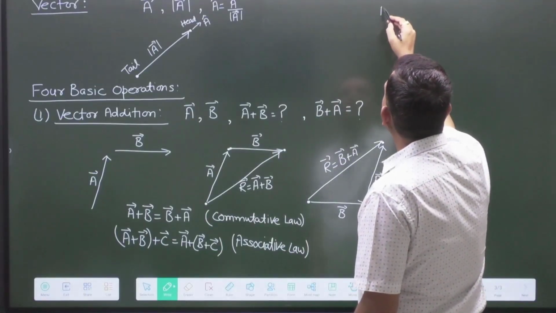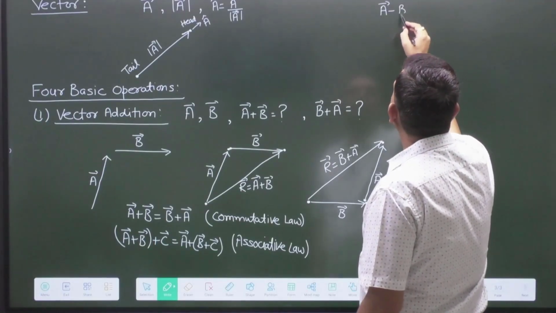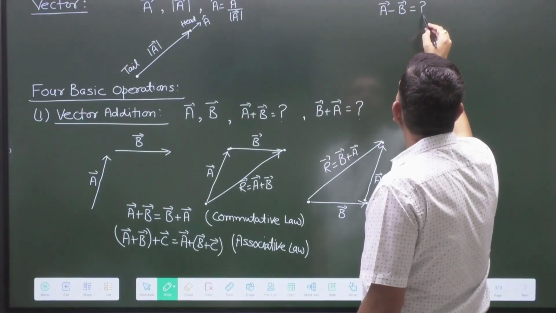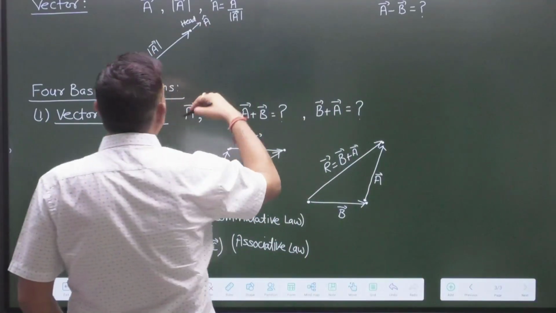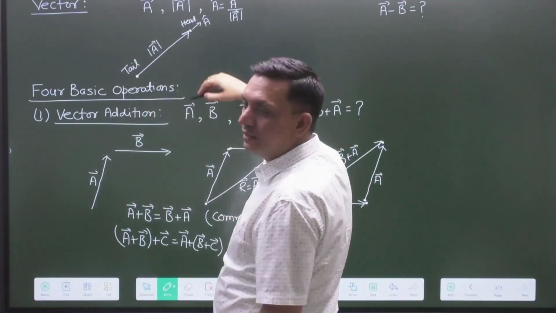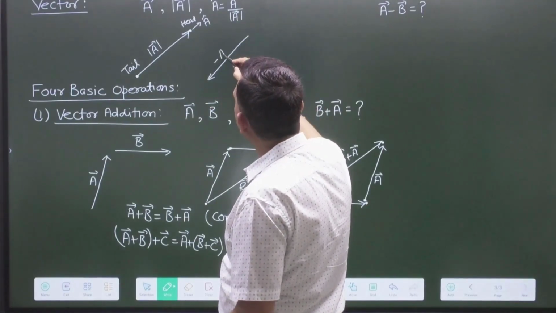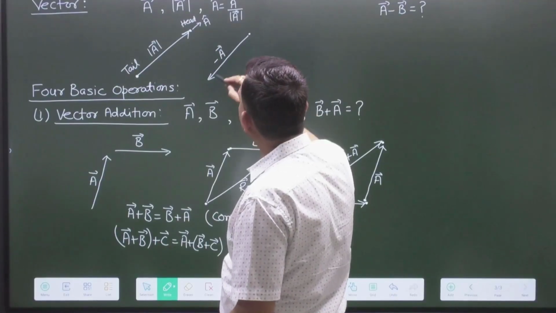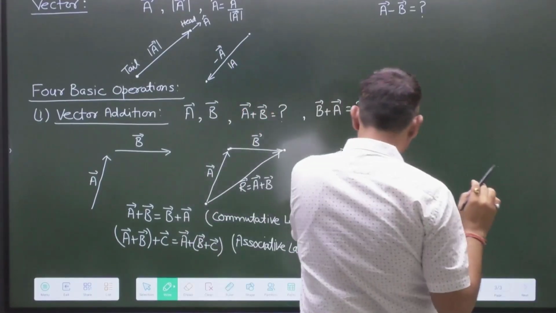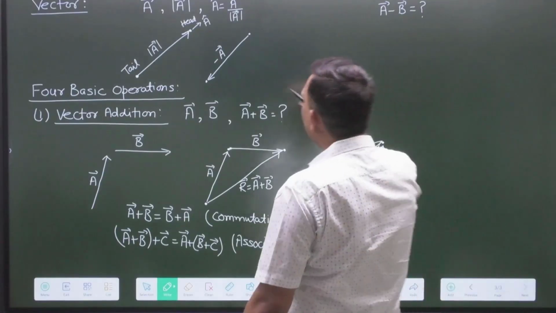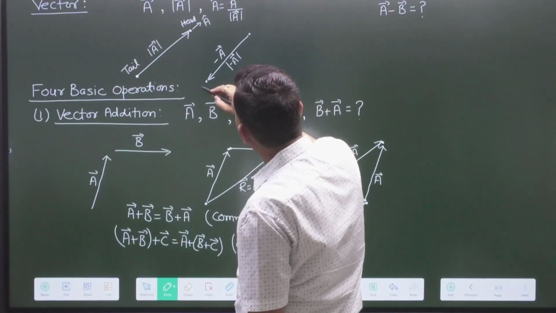Let's see how to find A minus B. If you are multiplying a vector by minus A, what will happen? Only its direction will change. So you can represent minus A vector by this. This is minus A vector, and this length will give you the magnitude of minus A. This will be its magnitude, and this will be its direction.